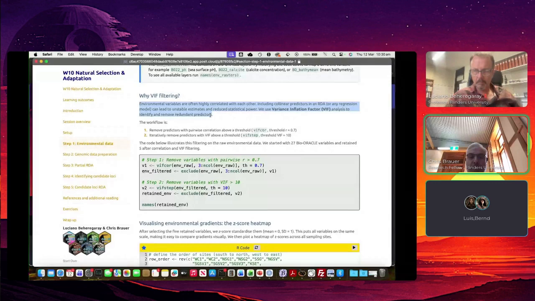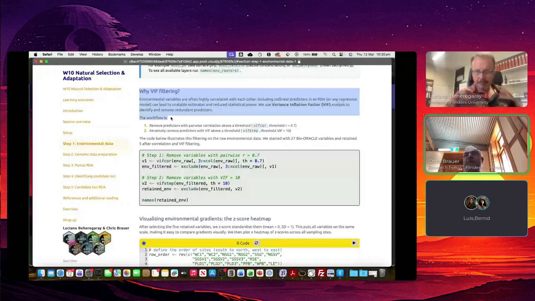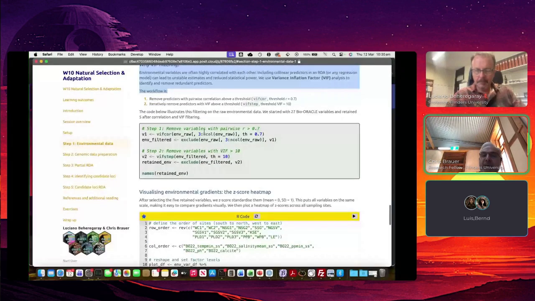You might end up with a set of 10 or 12 variables on your shortlist. You want to try and remove one of any pairs that are highly correlated together or vary together. There's a couple of different ways to do that. One is just to look at pairwise correlation.